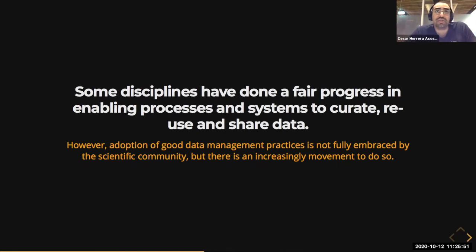So in general, the adoption of good data management practice is not fully embraced by the scientific community, but I think that there is an increasing movement to do so.